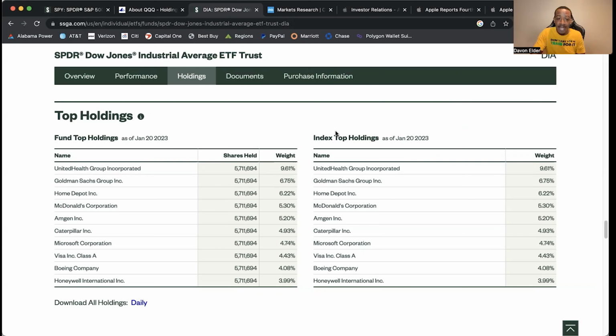When we look at the similarities here, what are similar stocks that I may want to be a part of? What companies are in the SPY, and in the QQQ, and in the Dow Jones Industrial Average? The answer is really truly right in front of us. We just have to do a little bit of research.